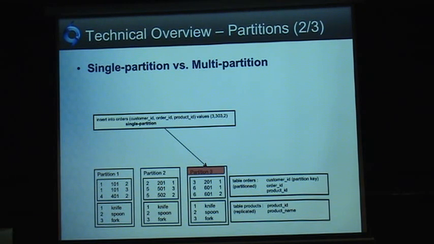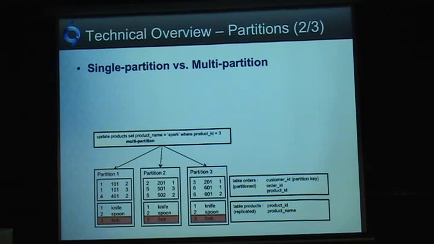As you can see here, those were select operations, but in the same way, when I'm inserting a row, again, into the order table, I know the customer ID. I know my value is 3 for the customer ID, so I know that has to go down to partition 3. Again, single partition.